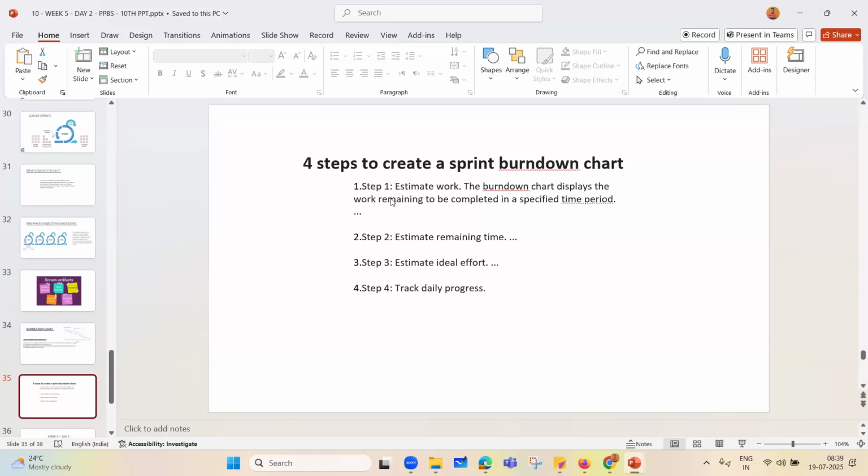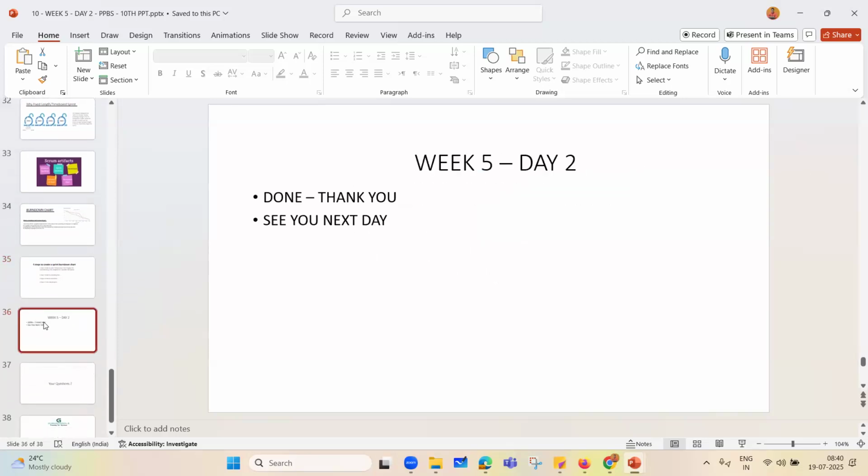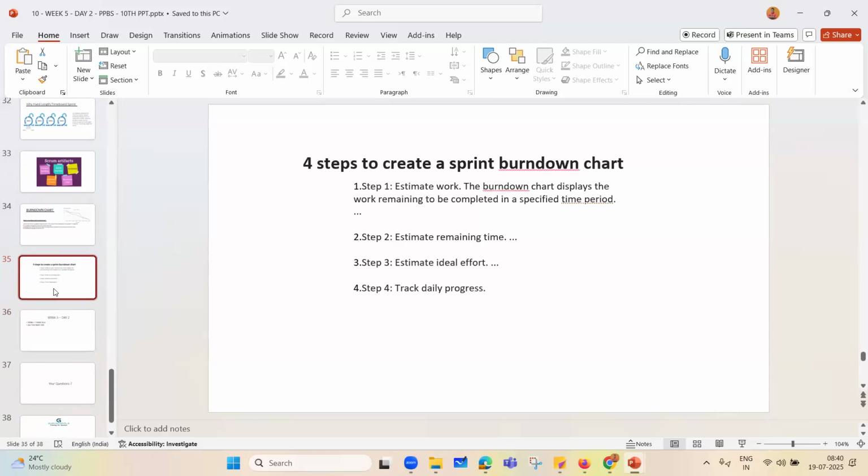With me so far, everyone? Yes. Brilliant. Now the third step, it will estimate the ideal effort. Of course, if remaining is known, the ideal effort that you are going to key in, this total duration, and the daily progress you can see in the burn down chart. So if no question, let's move further.